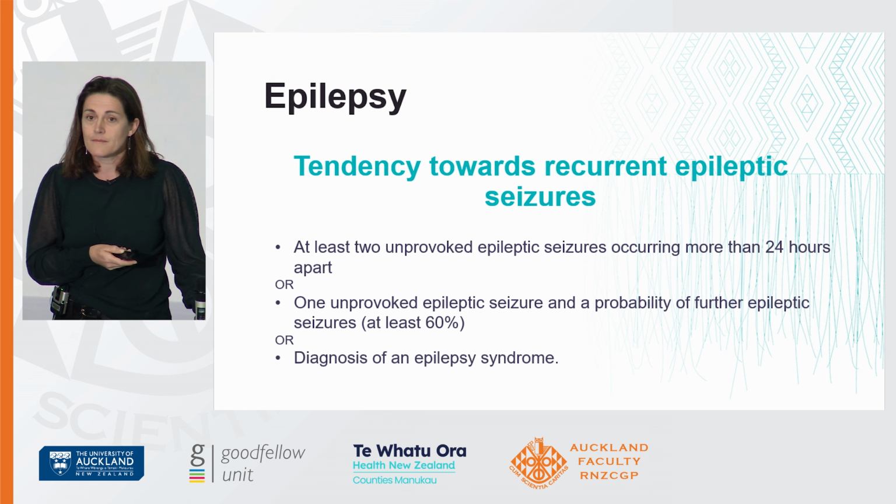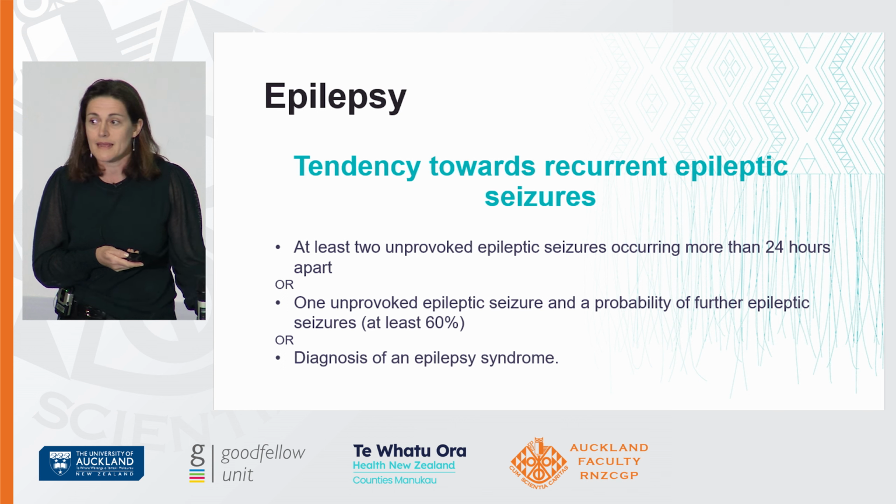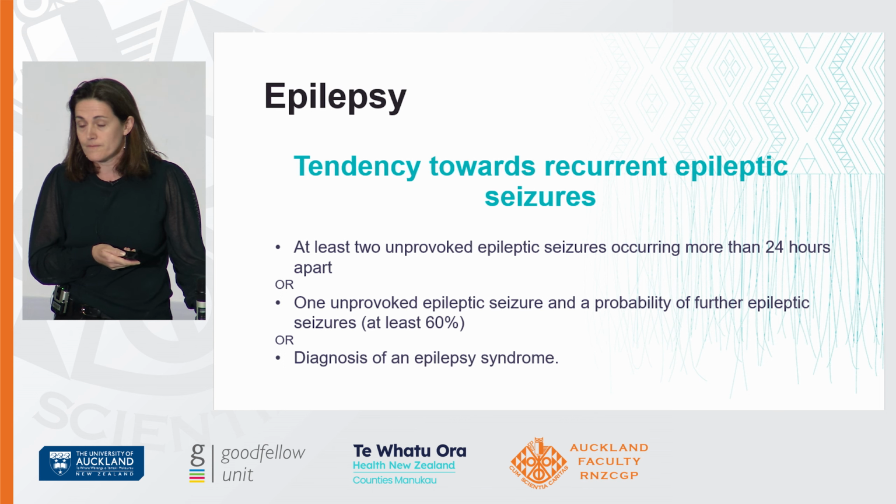Families still come to us and say, does my child have epilepsy? Epilepsy is a tendency towards recurrent seizures. That's any child who's had 2 unprovoked seizures occurring more than 24 hours apart, or a child who's had a single unprovoked seizure and has a probability of further epileptic seizures, perhaps based on their EEG result. Or it can be a child who's had a diagnosis of an epilepsy syndrome.